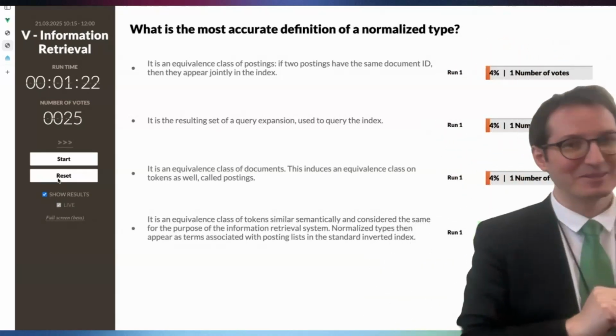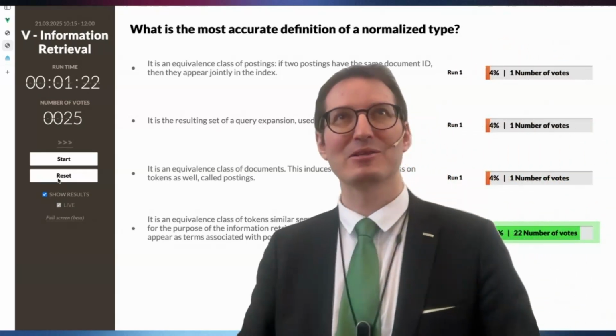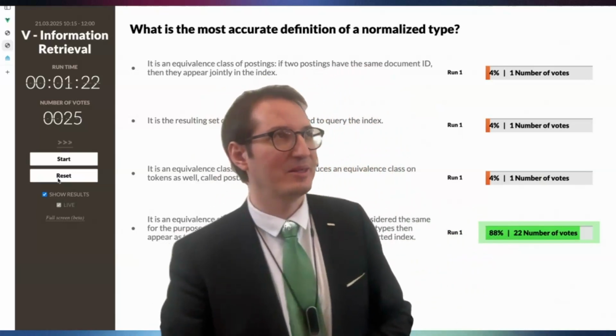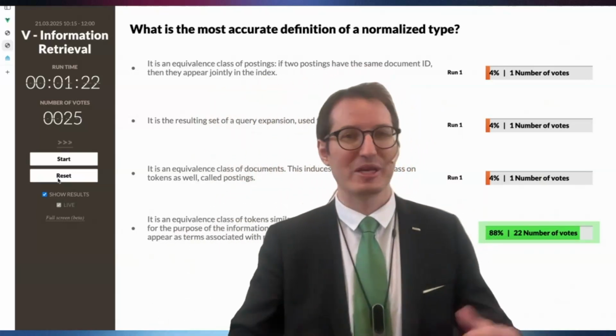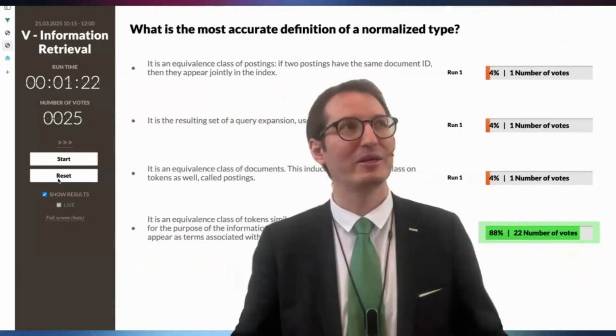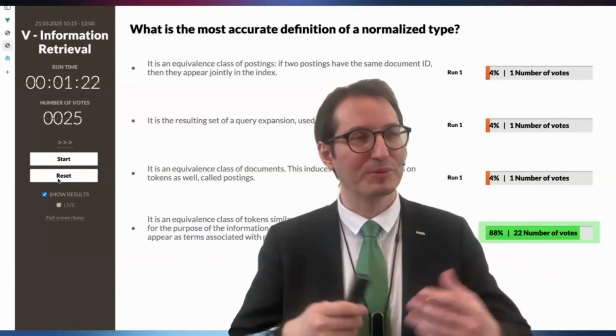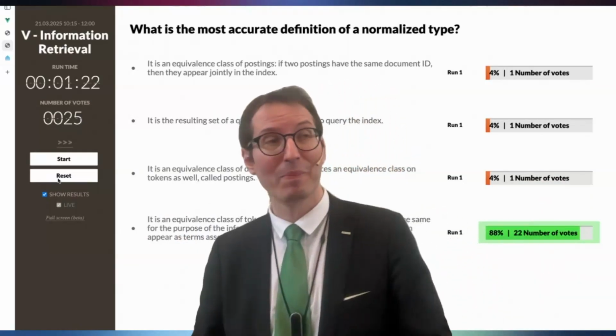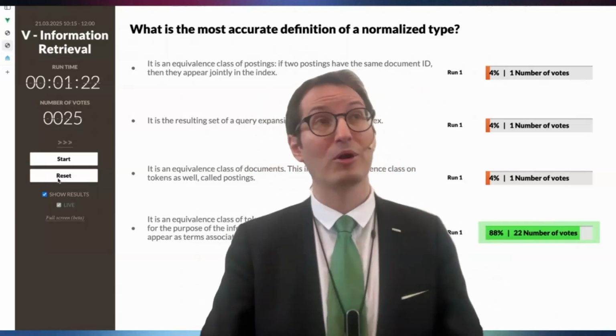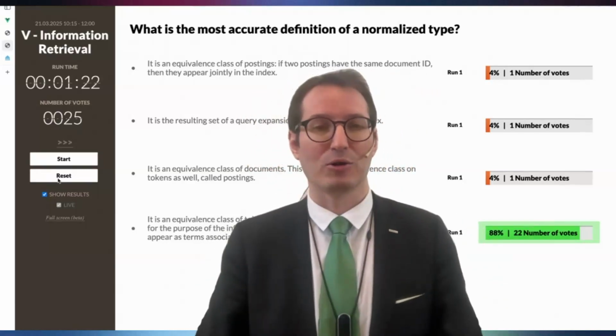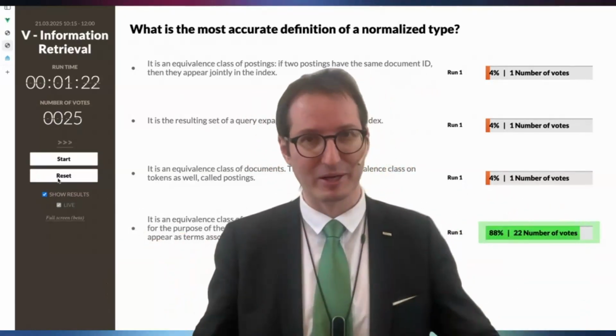You are correct, indeed. This is an equivalence class of tokens. It's this idea that whenever we have the same verb conjugating differently, or a computer computing, computed, you want to group these things together and consider them the same. And this is what we call a normalized type, right? Or many people just say type, right? Normalized type.